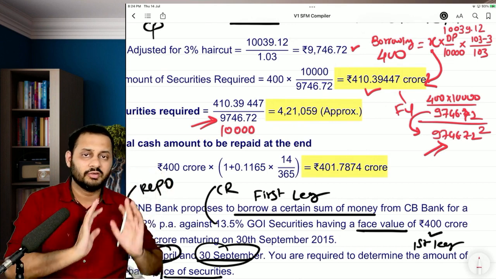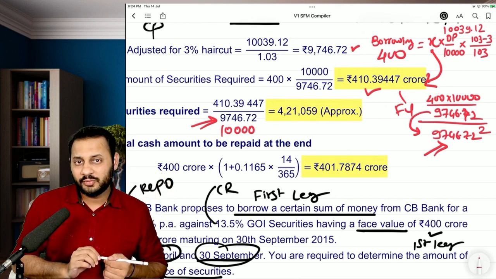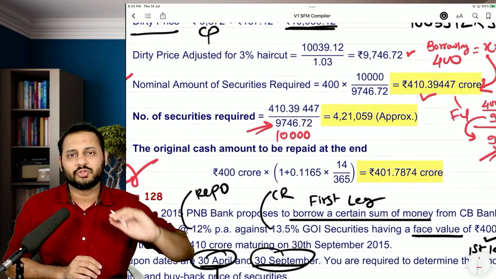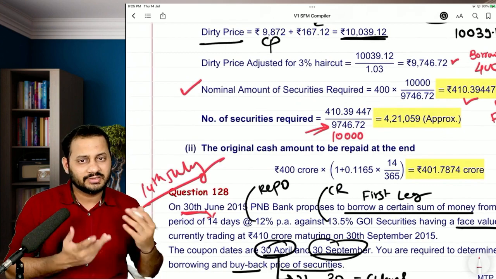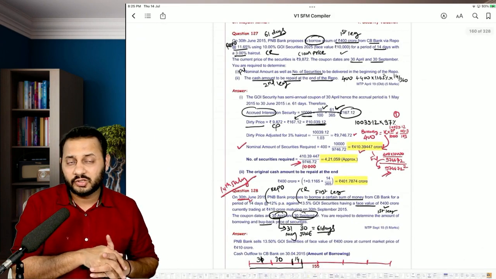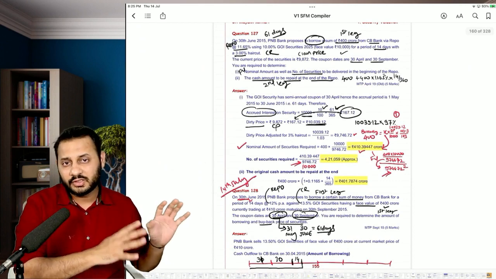I understand the above figure, but the last denominator should have been 10,000 if we are calculating the number of securities. Face value has to be divided with the face value. So that is the second issue. So there are some problems in this question, but I hope that it will not come in your exam. No issues are there in the rest of the question.